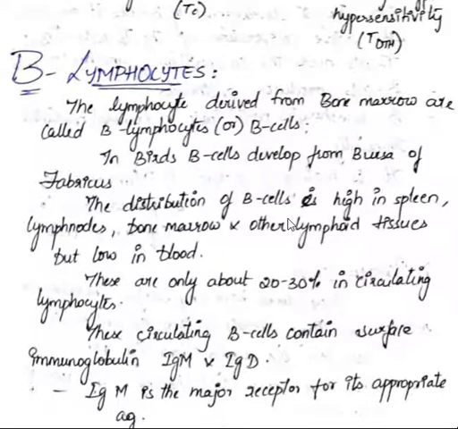Now, the distribution of B cells is high in the spleen, lymph nodes, bone marrow and other lymphoid tissue, but low in the blood. Whereas the T lymphocytes are more in number, 70 to 80% present in the blood, and only the remaining 20 to 30% reside in the tissues and organs of the lymphatic system. Here it is quite opposite. The B cells are mainly present in the organs, and in the circulation we see only a very small number of B cells, about 20 to 30% of the circulating lymphocytes.